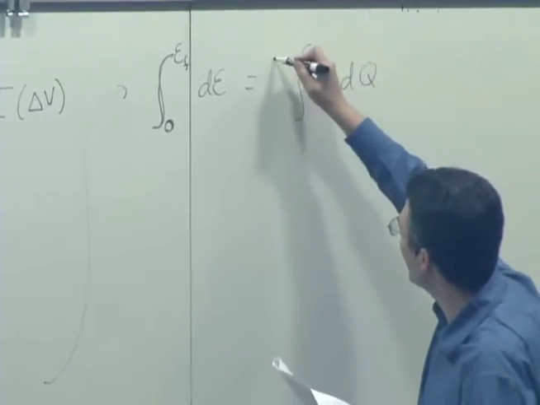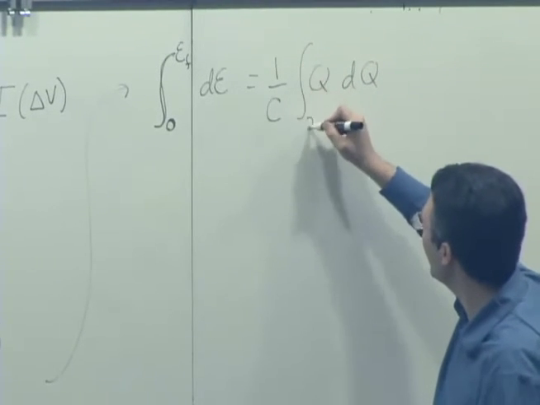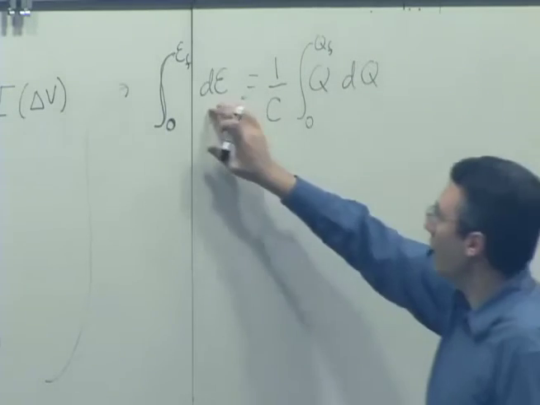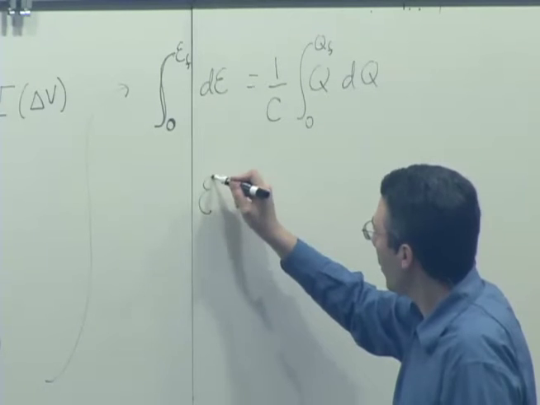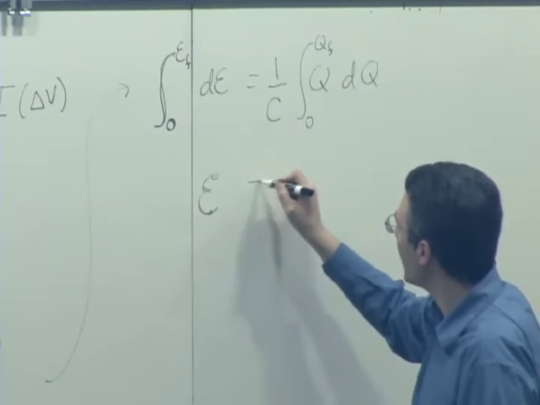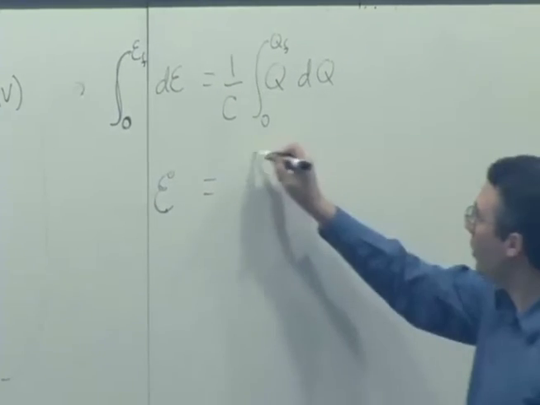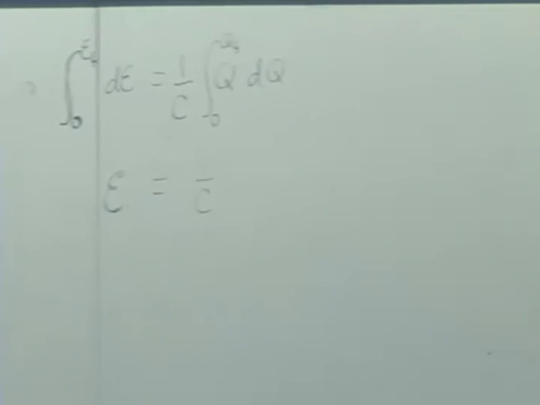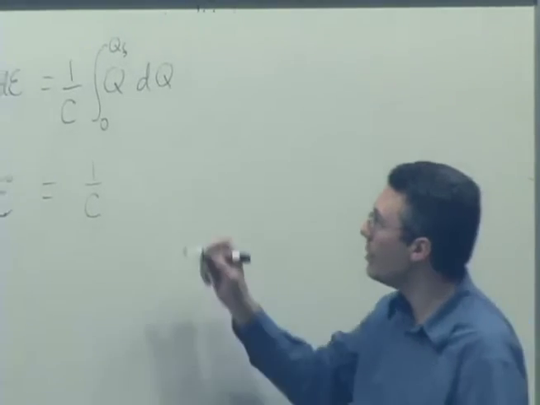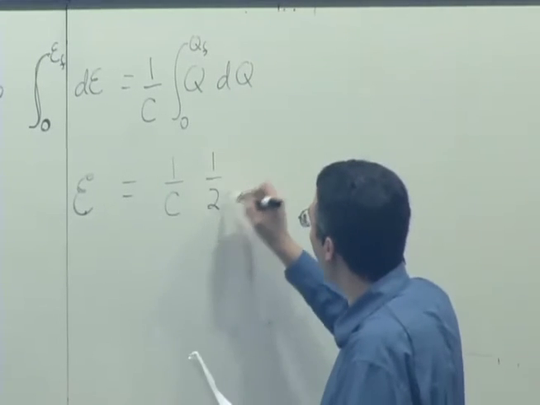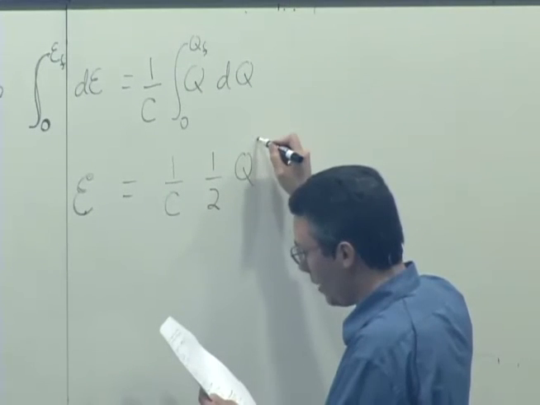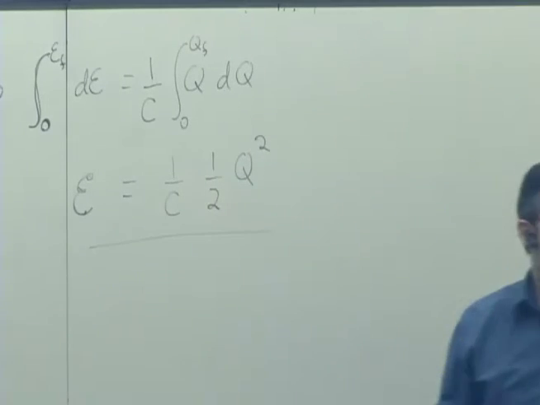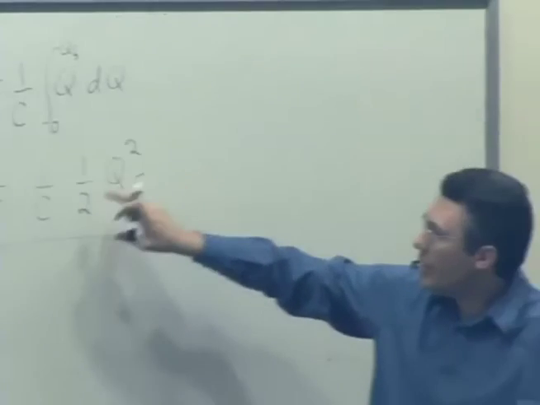The capacitance is a constant. I can bring that outside, so this is 0 to the final charge. So I'm going to get the final energy, which I'll just call E. Don't worry about the subscript. It's going to be 1 over C, and the integral is going to give me 1/2 q squared, right? So it's going to be 1/2 q squared. So I can put the energy stored in the capacitor in terms of the charge and the capacitance.